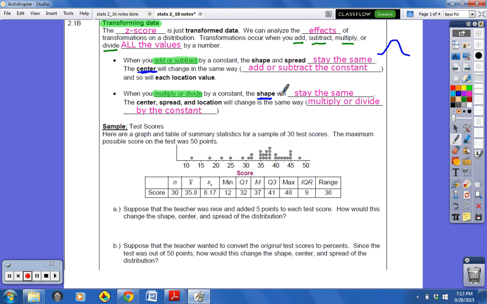We've got a graph and a table of summary statistics for 30 test scores. The maximum score on the test was 50 points. When we look at our distribution, we're seeing a left skewed distribution. We know there were 30 values, and we have our mean, our standard deviation, and our 5-number summary. Then they tell us the range, just to make it a little easier on us. Suppose the teacher decided to be nice and added 5 points to each test score. How would this change the shape, center, and spread of the distribution? My shape should not change. No matter what we do, the shape shouldn't change at all.